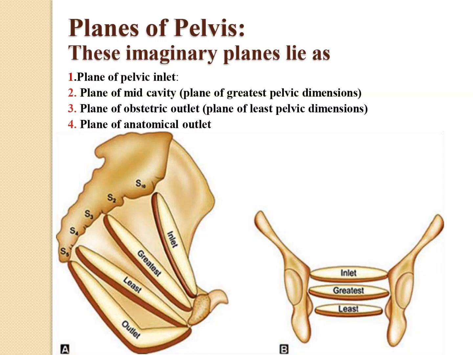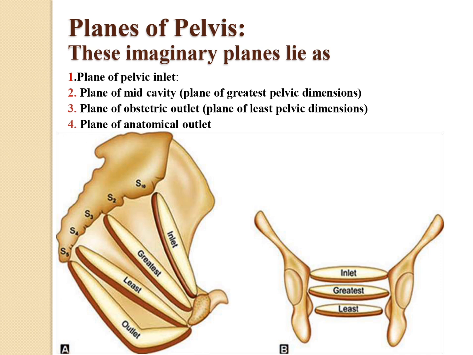Now we will discuss planes of pelvis. True pelvis is situated below the pelvic brim and has obstetric importance. To classify pelvic types, it is divided into four imaginary planes at different levels.